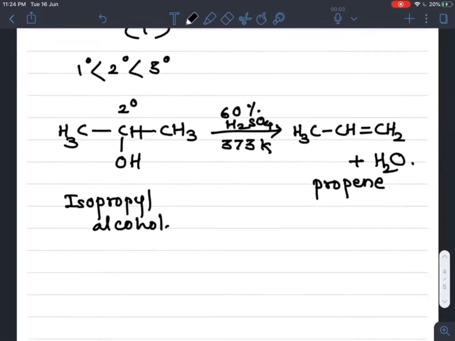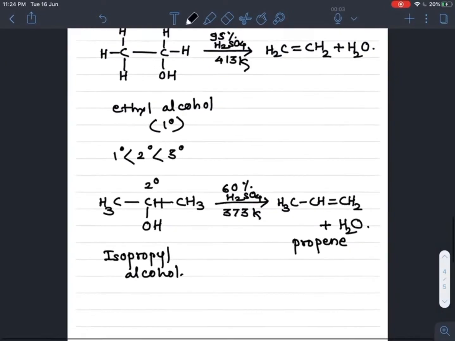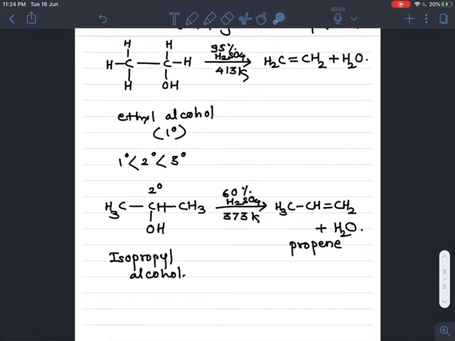So if you observe the primary and secondary alcohol, the higher concentration and higher temperature are required for the dehydration of primary alcohol. But in the case of secondary alcohol, the temperature and concentration of H2SO4 decrease, due to the increase in its reactivity for dehydration.